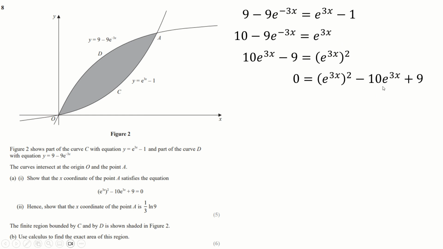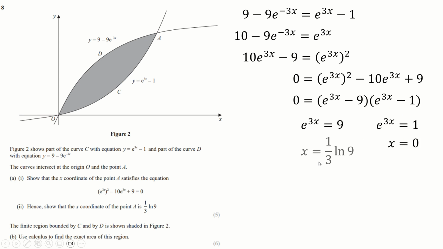This is another quadratic, so you could replace this thing with y and make y squared minus 10y plus 9, which factorizes, or you can just factorize straight away and not bother with the substitution. So of course here, either e to the 3x equals 9 or e to the 3x equals 1. Here, this means 3x is 0, which means x is 0, which is this intersection here, which I'm not interested in. And here, take log of both sides and divide by 3. And you end up with this here, which is what they wanted us to get at this point here.